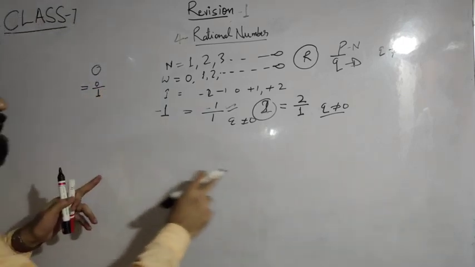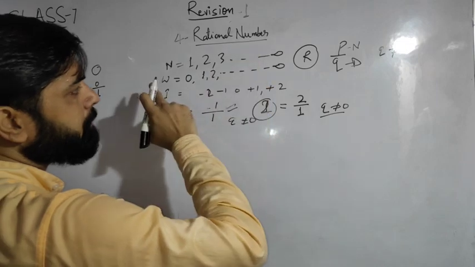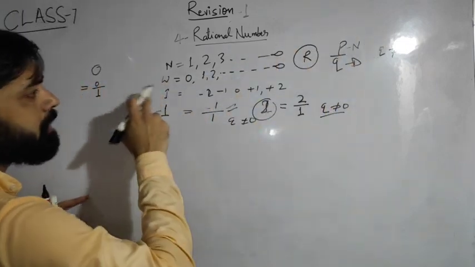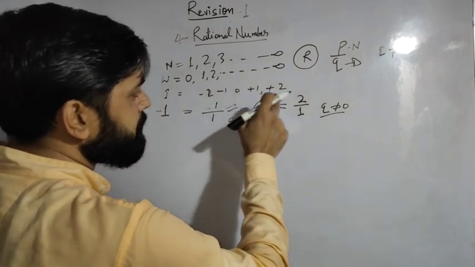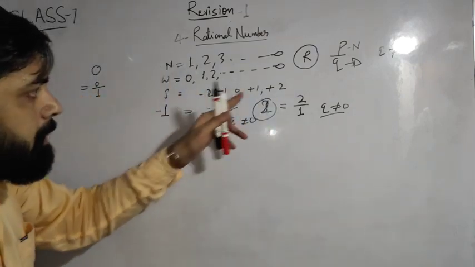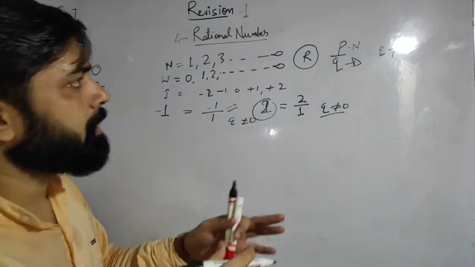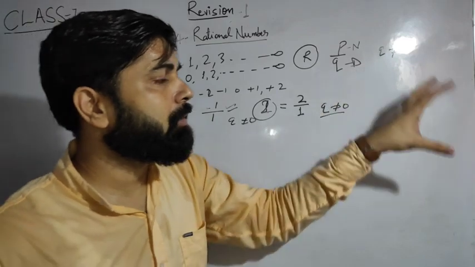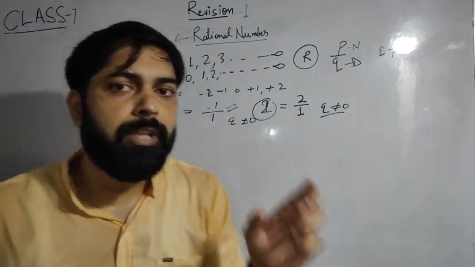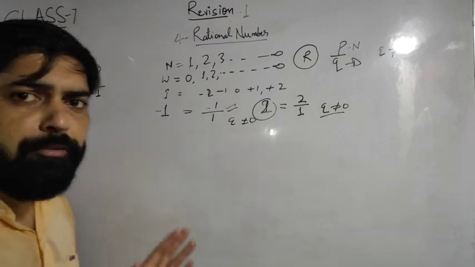So these are about the rational number: natural numbers, all the counting numbers from 1; whole numbers, 0 to infinity; and integers, all positive and all negative numbers together with 0, but 0 is neither positive nor negative, keep in mind. And the rational number is any number we can write in the form of P upon Q, where Q is not equal to 0. Students, this was all about the rational number.